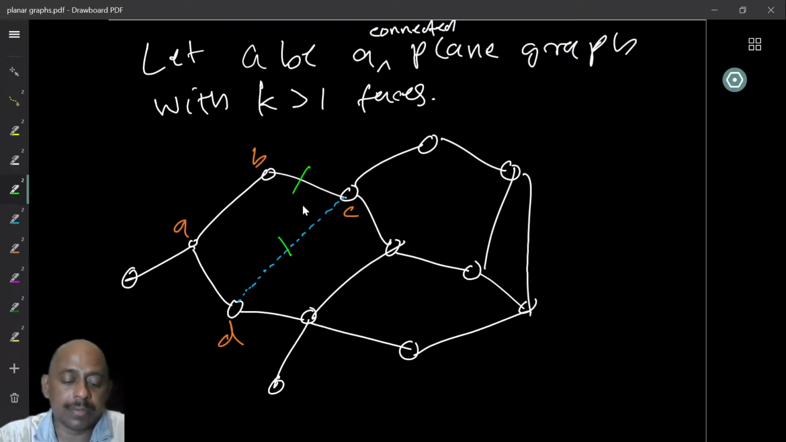Again, 2 faces, and these 2 faces are not joined in the embedding. If you remove the points of the embedding, then these are disconnected components in the plane minus the graph. So these components are separated by this edge, and this edge belongs to the boundary of exactly 2 faces.